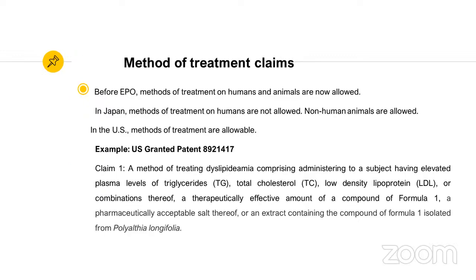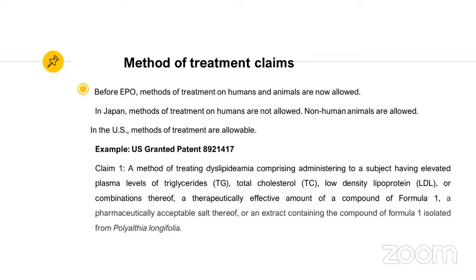Method of treatment claim is also a subject matter of granting your claim in the US only. This is not allowable in India. Before the EPO, the European Patent Office, the method of treatment on humans and animals is also not allowed. In Japan, the method of treatment on humans is not allowed, and on non-human animals is allowed. And in the US, the method of treatment is allowed.